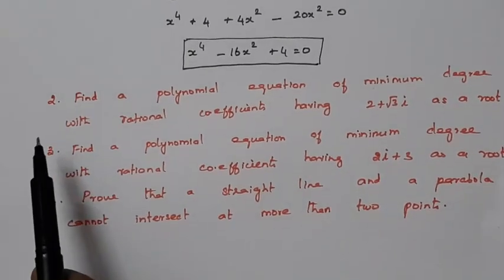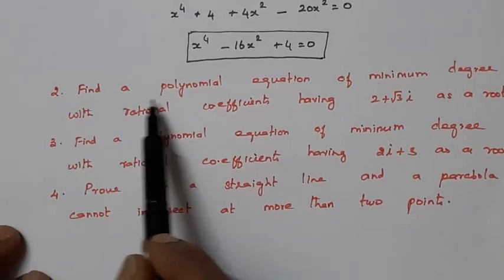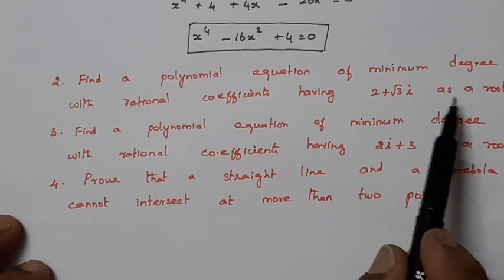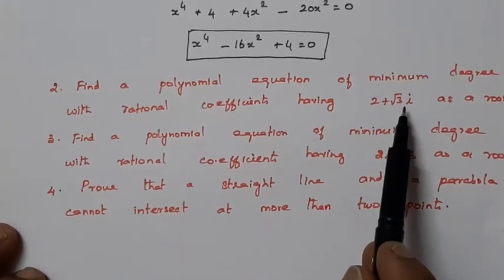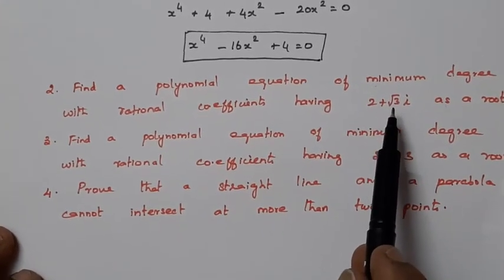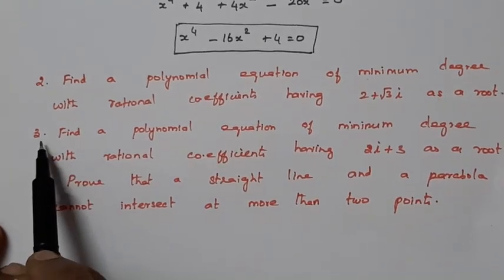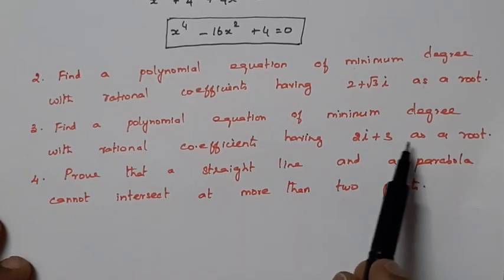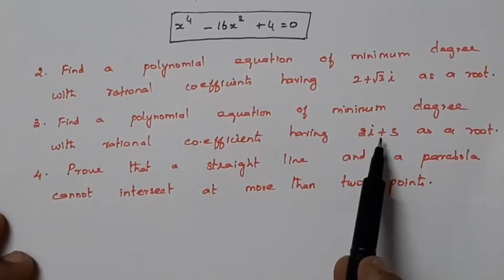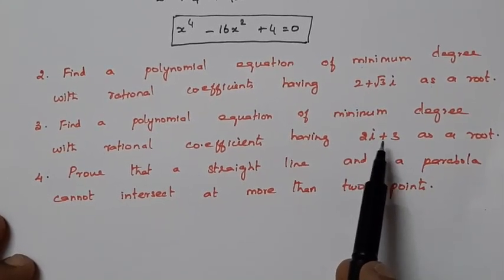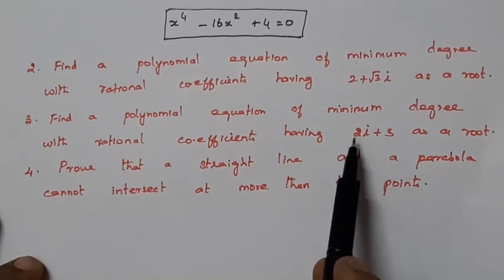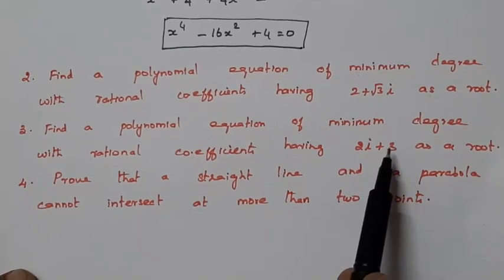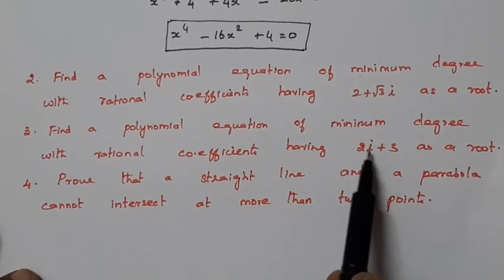See, the remaining exercise problems are: the second one, find a polynomial equation of minimum degree with rational coefficients having 2 plus root 3i as a root. So you can do this problem by referring to the example. And also the third sum, find a polynomial equation of minimum degree with rational coefficients having 2i plus 3 as a root. So by taking its other root as the conjugate, we can find its equation. So here 3 is the real part and 2i is the imaginary part. While taking the conjugate, be careful, okay.